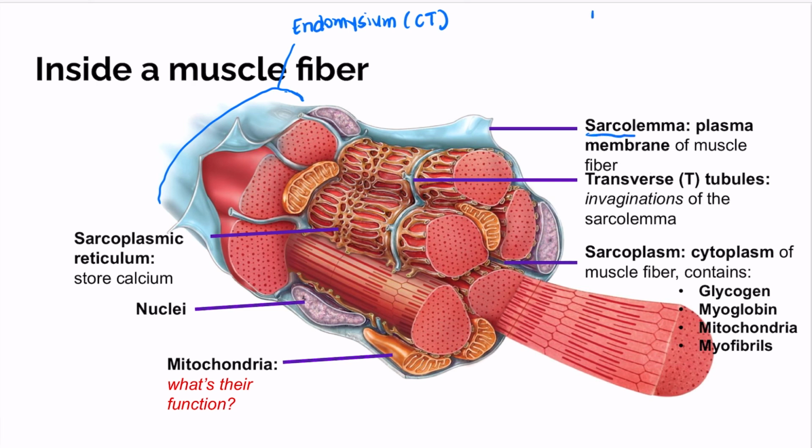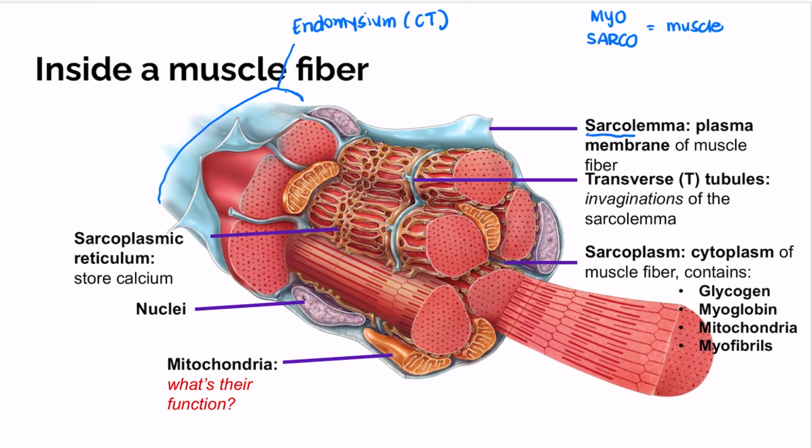So I said earlier, you're going to see the prefix myo. You're also going to see the prefix sarco. These mean muscle. So again, a muscle fiber is so specialized that the cell membrane is not just called the cell membrane or plasma membrane. It's called something special. It's called the sarcolemma because you're going to see that it has a specific job.